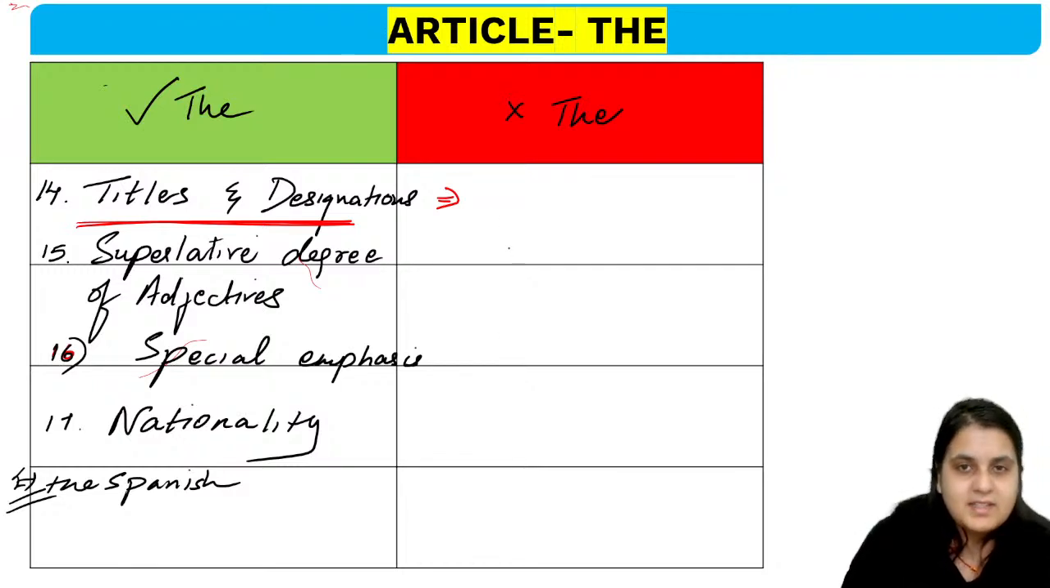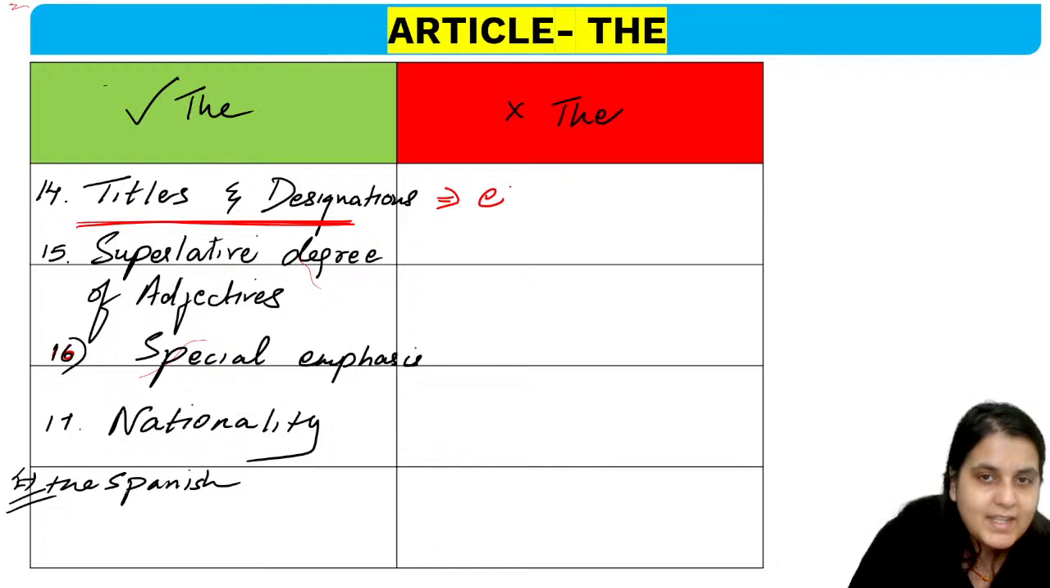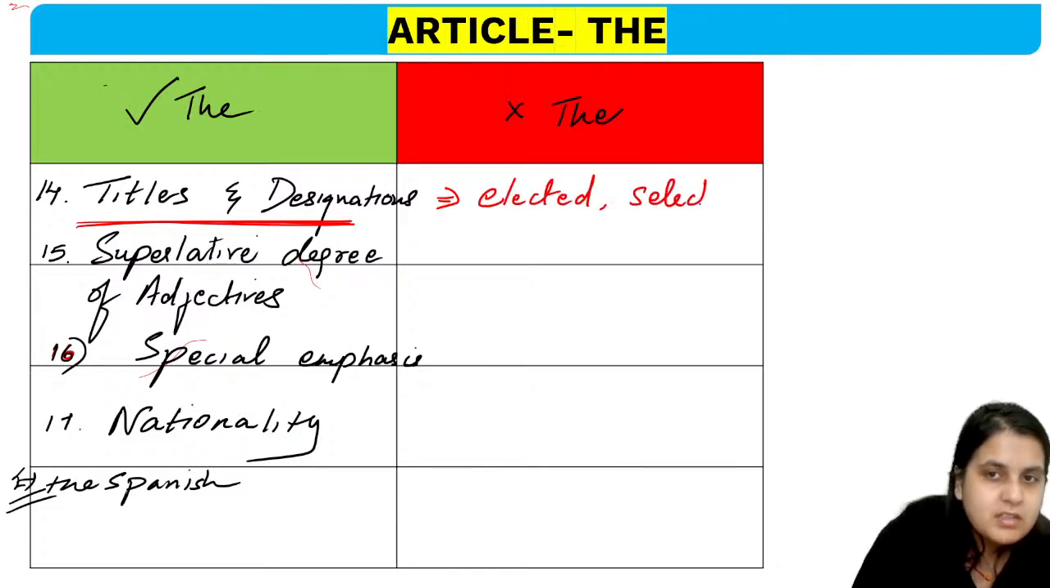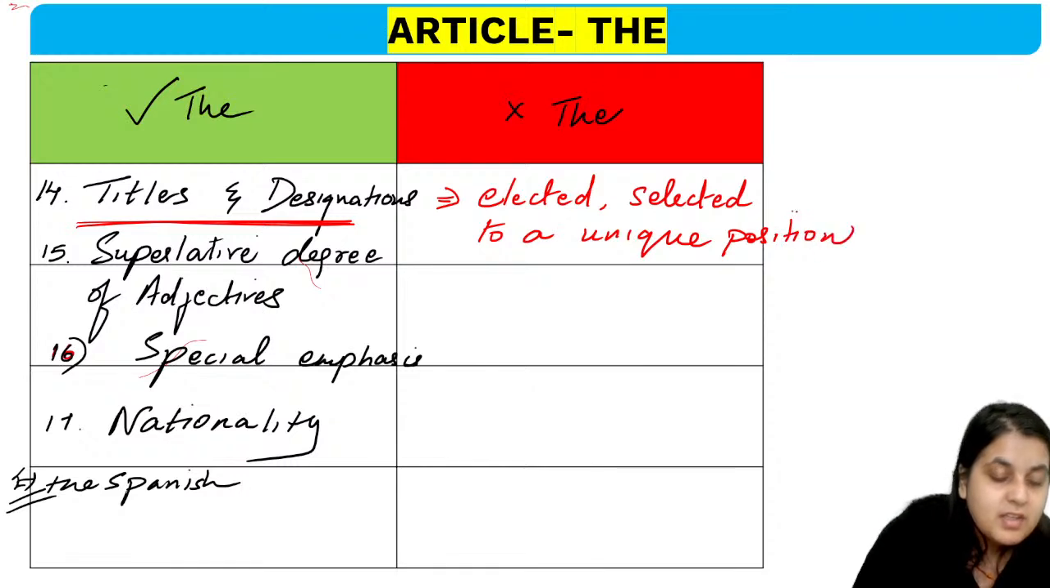Okay, so titles and designations. Now listen to this. When elected or selected to a unique position. Now this is very important. Please listen to this. When elected or selected to a unique position. I'm going to give you an example. Look at this.